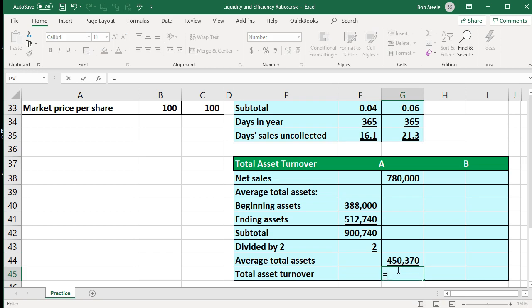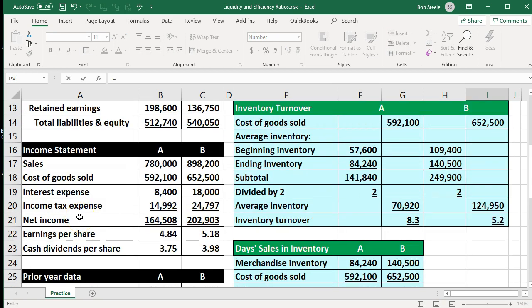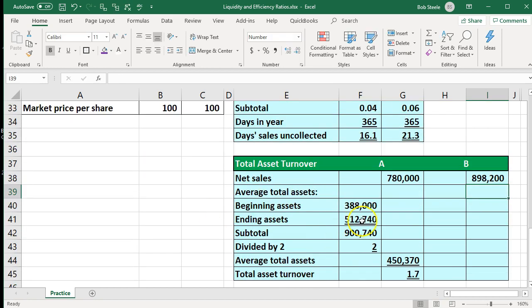So we're going to say this is going to be the 780,000 divided by the 450,370, or net sales divided by the average total assets. That's going to give us the 1.7. Then we'll do this for B. So I'm going to go to the outer column for B. We're picking up net sales, which will be equal to, scrolling up, we're looking for the net sales, which is 898,200.